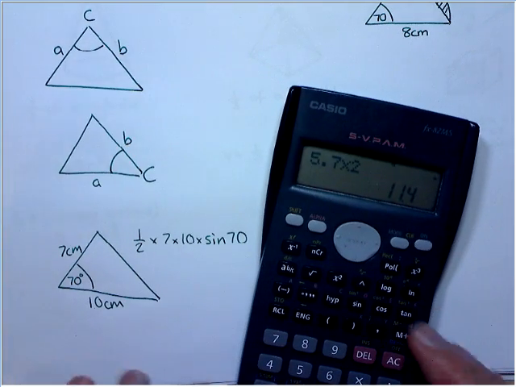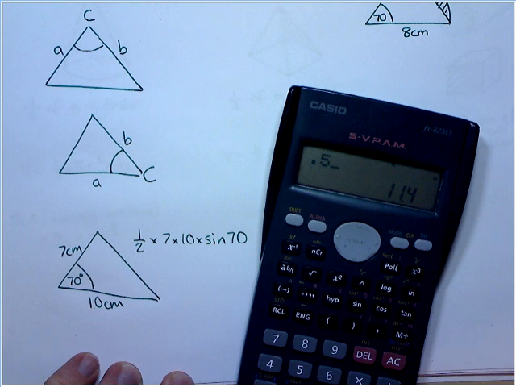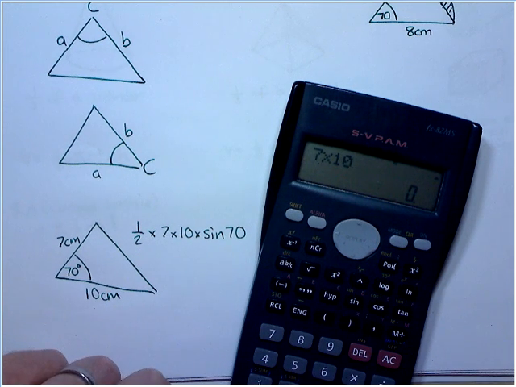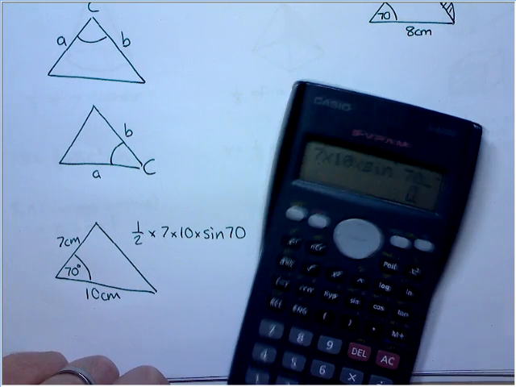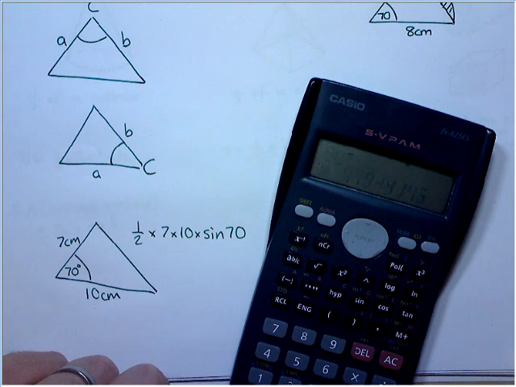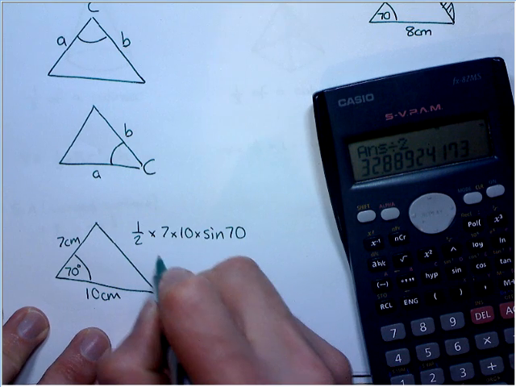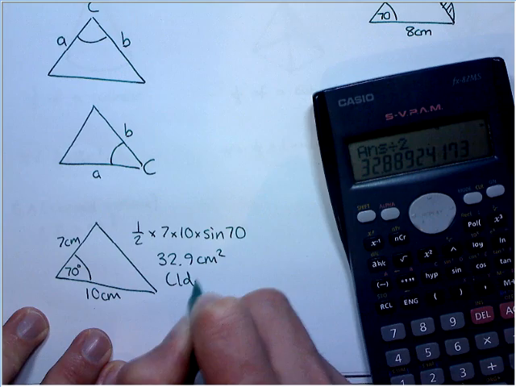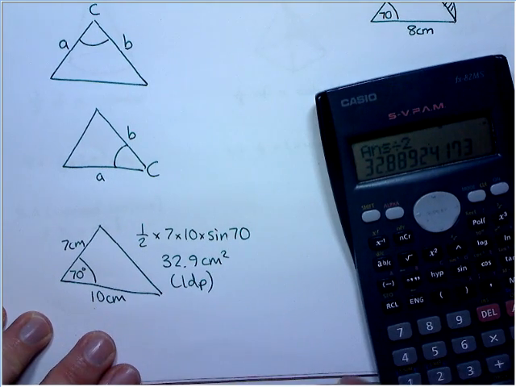So just move, I'll put it over here so you can see. So half, I just do 0.5, or you can do 1 divided by 2 and press equals. Or you can type in this bit and then divide the whole answer. So I'll do that. 7 times 10 times sine 70, hit equals, and I want half of it, so I'm just going to divide it all by 2. So 32.9 centimetre squared, and that's to 1 decimal place. So that's the alternative way of finding the area of a triangle.